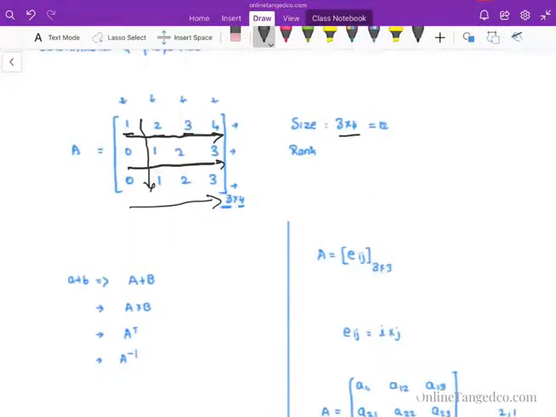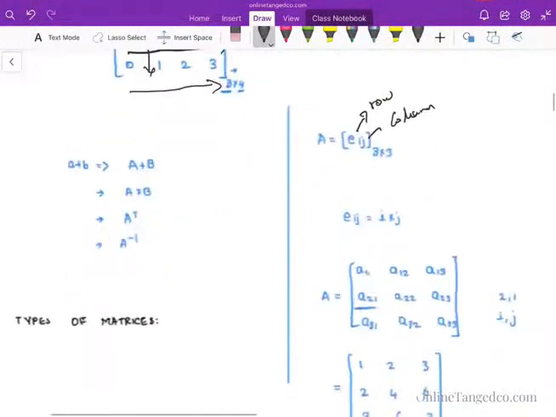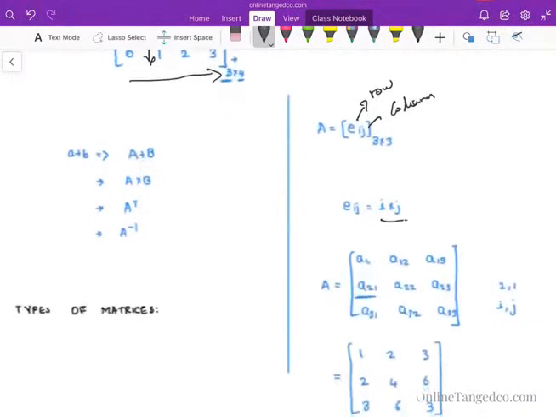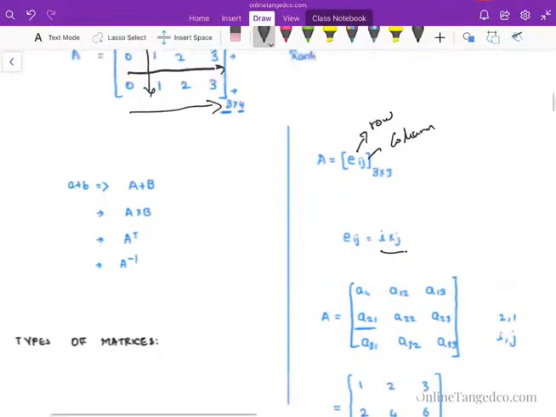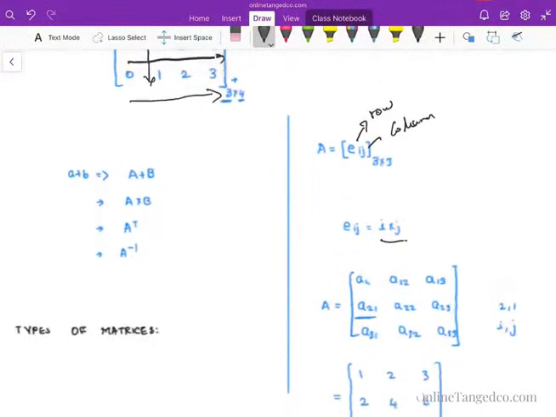Similarly, the notation of a matrix can be given like this: A is equal to [aij], 3 cross 3. Here the i denotes the row and j denotes the column. So aij is the ij-th entry. These are the entities of the matrix. We can say a11, a12, a13. As I mentioned earlier, the first index denotes the row, and the second index denotes the column.